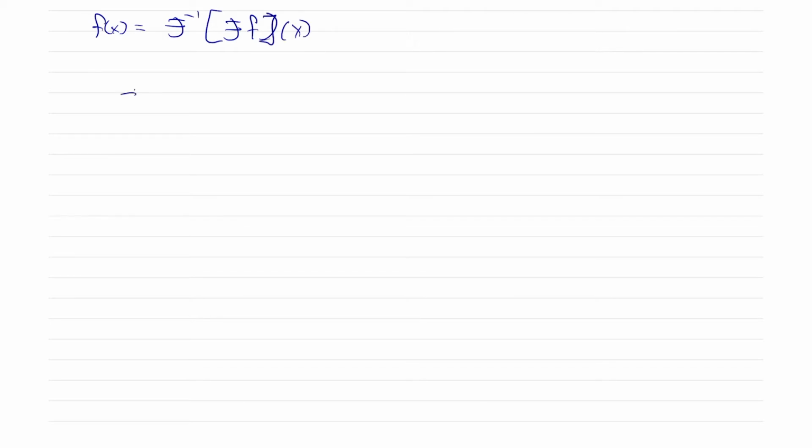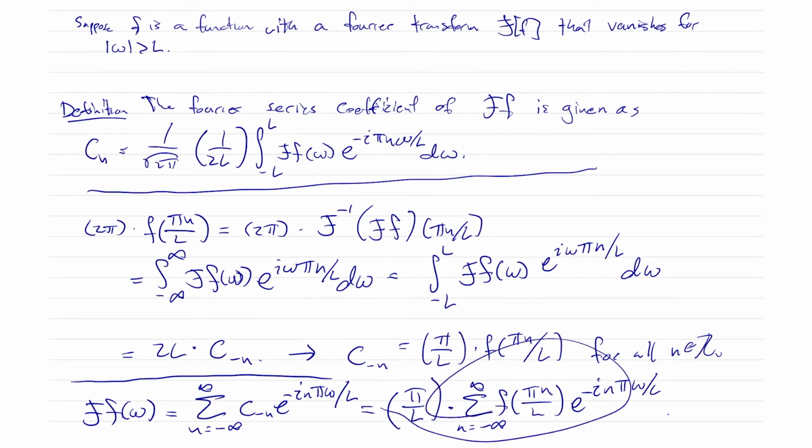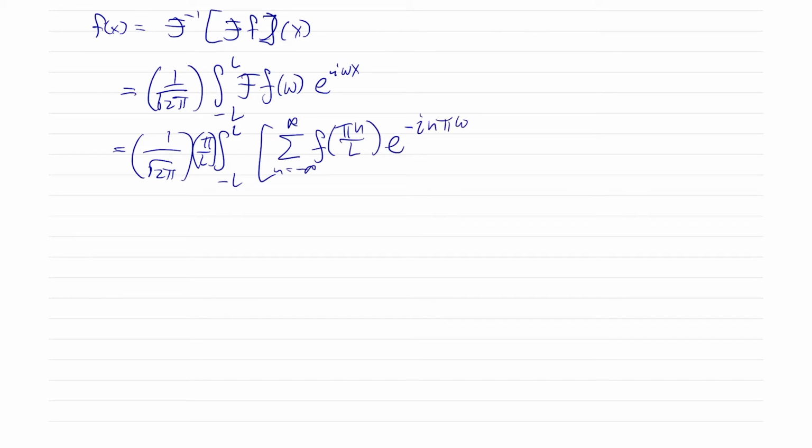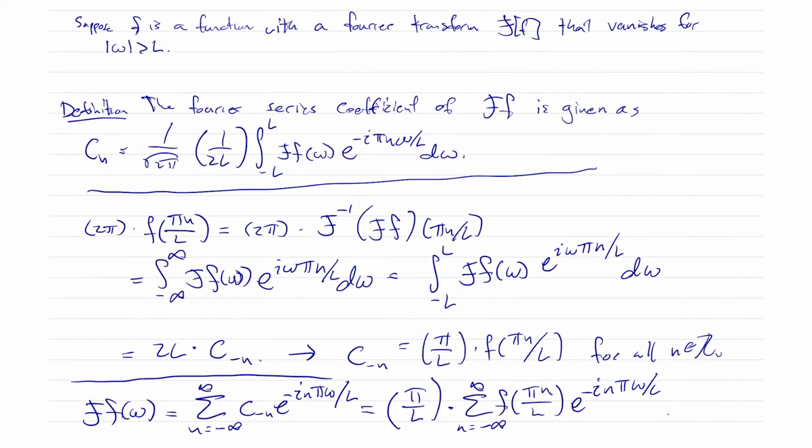So then what we're going to do is just apply that formula we just made up and put it in here: 1 over, say, square root of 2 pi by the symmetric definition, the integral from negative L to L of the Fourier transform of f at omega times e to the i omega x. And now we can plug in what we just found. We're going to get 1 over square root of 2 pi times the integral from minus L to L, with pi over L popping out. On the inside, we have the sum n equals negative infinity to infinity of f of pi n over L times e to the minus i n pi omega over L times e to the i omega x, d omega. Okay, so just plugging that in. And let me see, just double checking some coefficients here.